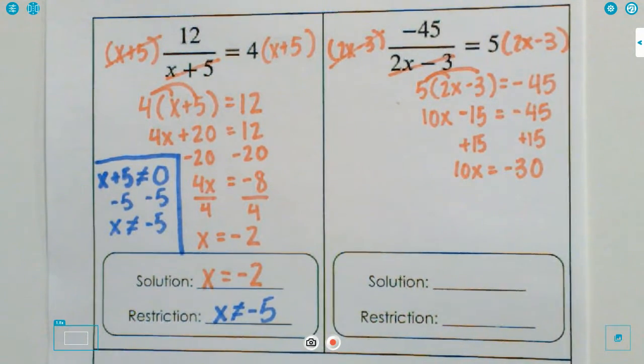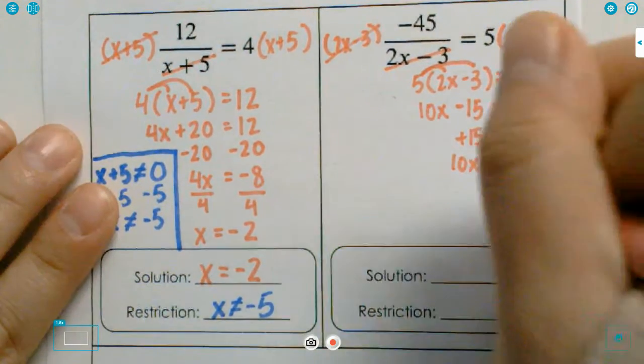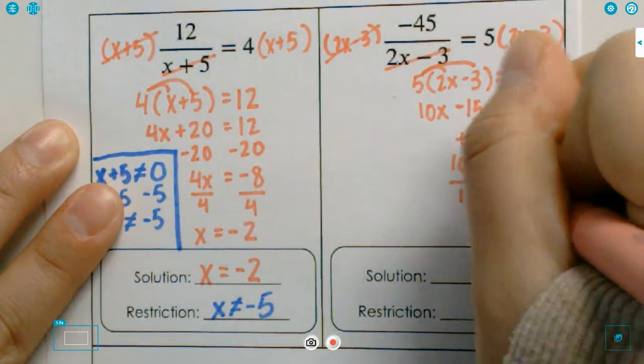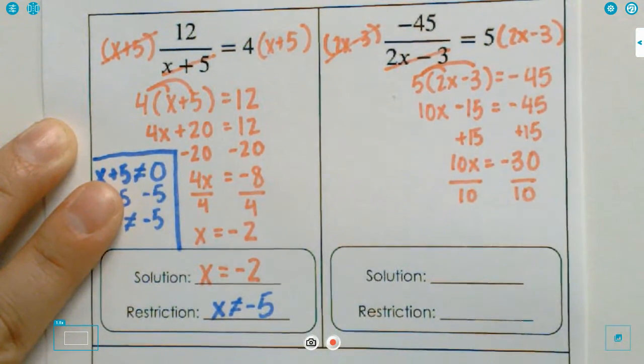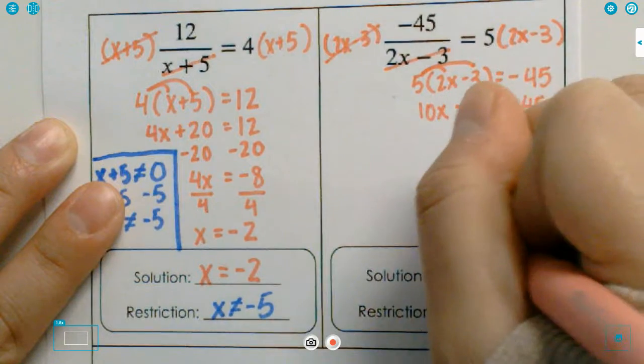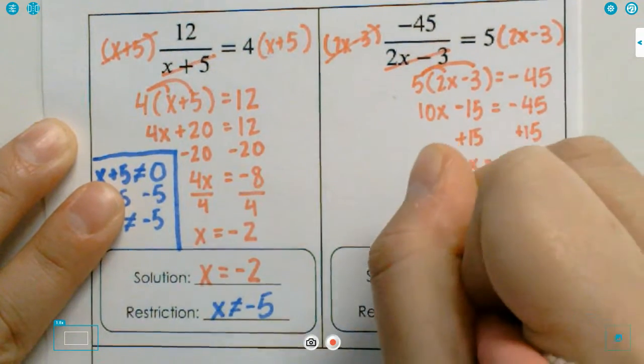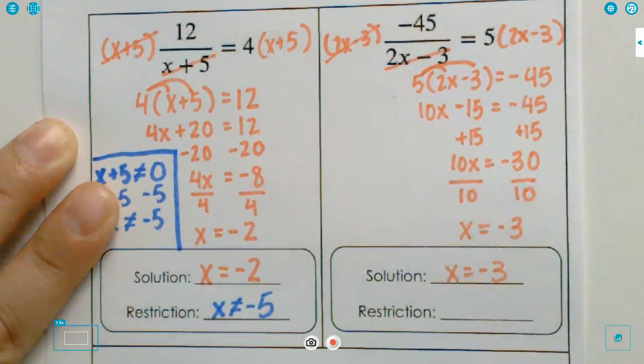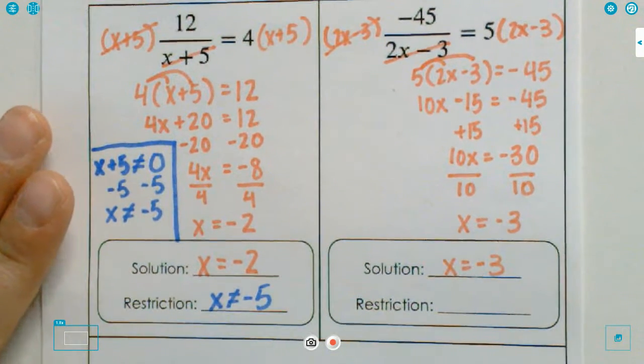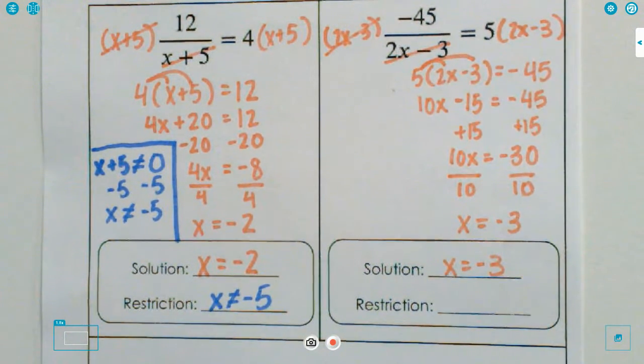It's a whole thing. Okay, and then we'll divide both sides by 10. And we'll get x equals negative 3, and that is our solution. X equals negative 3 is our solution. Okay, questions right now about our solution?